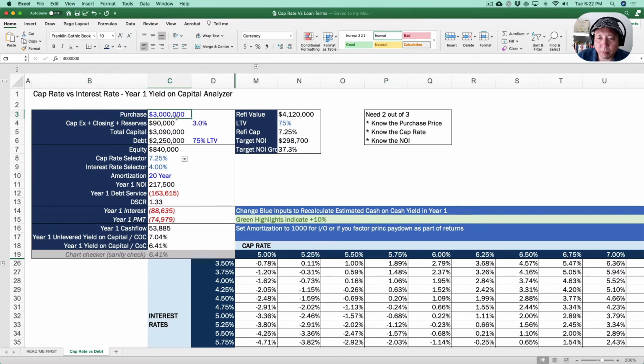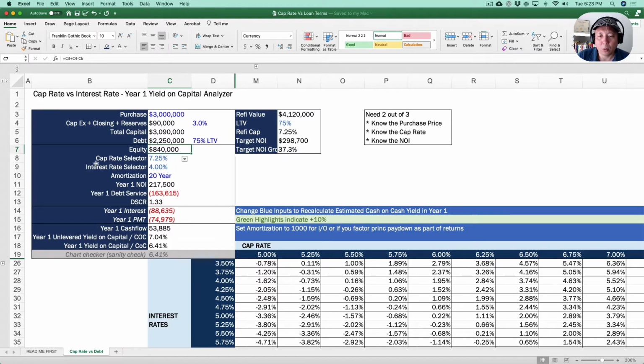Let's say that your purchase price is $3 million. And let's say that with the CapEx, closing, and reserves, you're going to need to bring about another $90,000 to the table in order to close this. So that's 3%. Let's say that you feel pretty comfortable about getting a 75% loan to value on this particular property. So that's about a $2.25 million loan. What we know now is that we're going to need to bring about $840,000 to the table in order to close this.